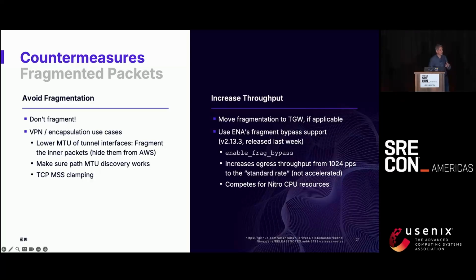lifts up this 1024 packets per second limit and lets the Nitro CPU do the fragmentation, which means the standard rate applies from that moment on. Be aware that this Nitro CPU is used for other features as well, so you compete with other features like security groups setting up, for example, new connections.